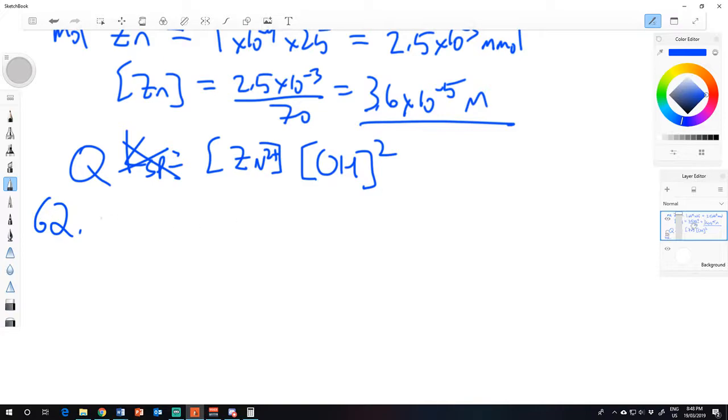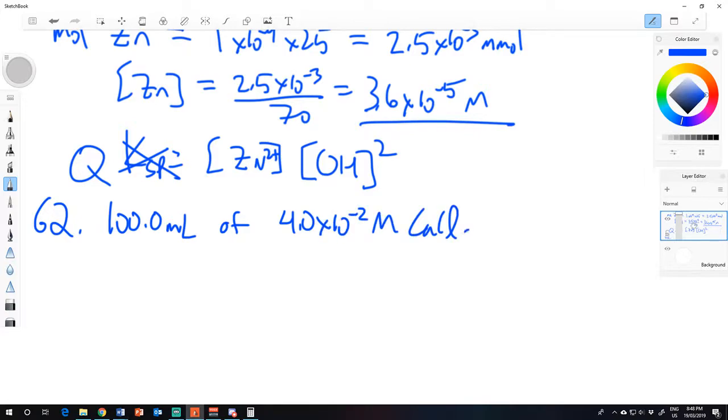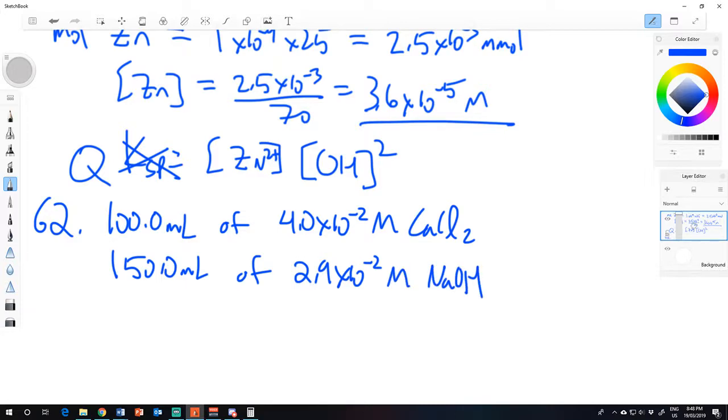Let's see, so we have 100 milliliters of 4.0 times 10 to the negative 2 molar calcium chloride. Then we have 150 milliliters of 2.9 times 10 to the negative 2 molar NaOH. Okay, and then just last, you multiply the concentration of OH by 2.